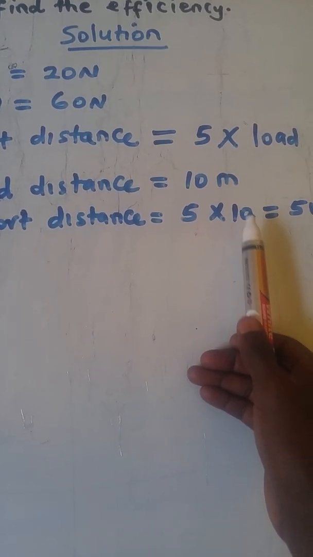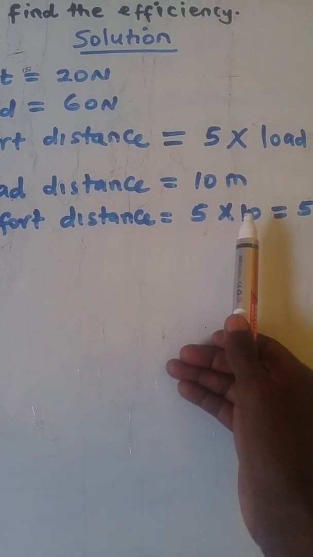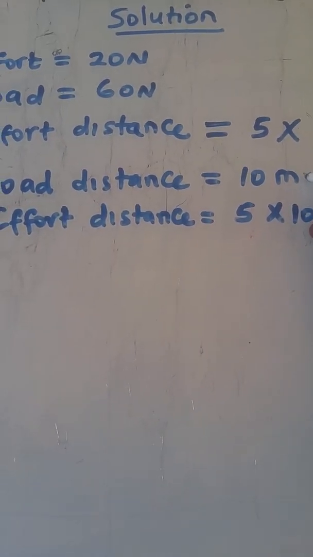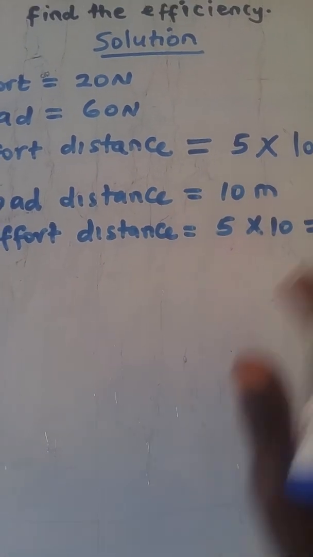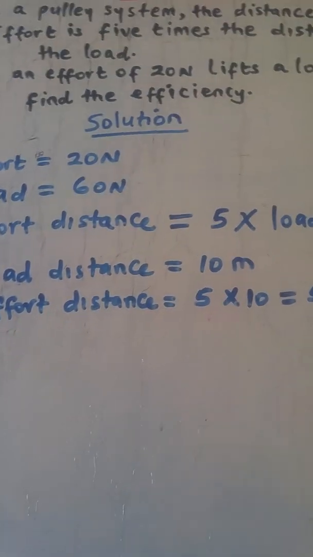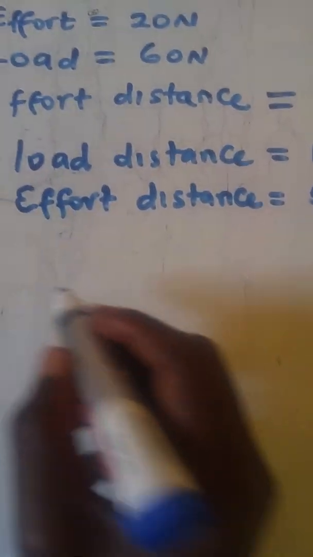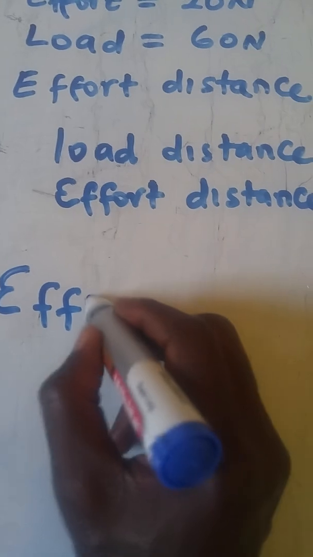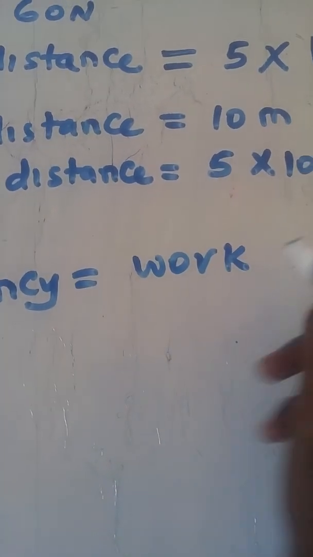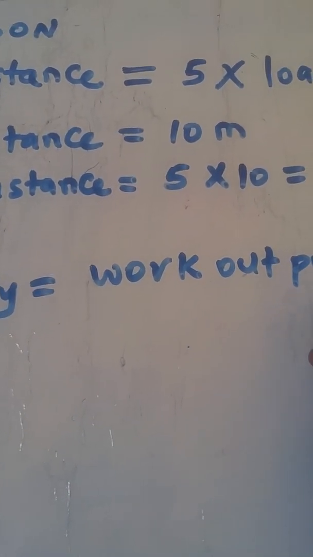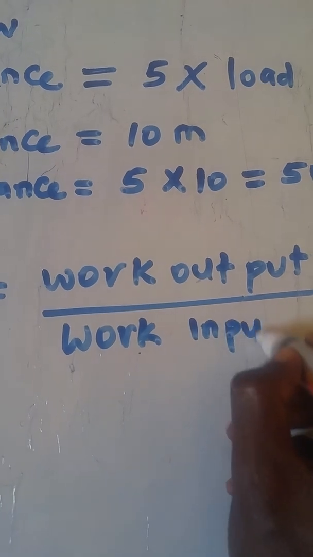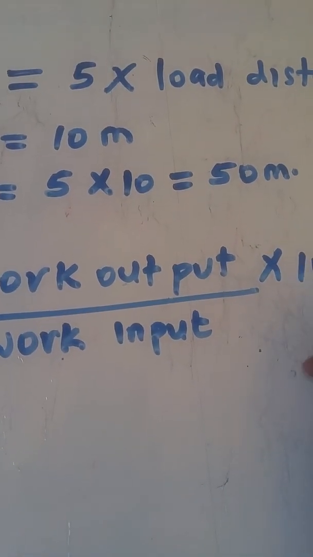Is that okay? And whatever you will assume, as long as you have calculated well, the answers will be correct. Now, we have assumed the load distance to be 10 meters. So the effort distance will be 5 times 10, which will be 50 meters. Now, remember, the examiner wants us to calculate the efficiency. So we can say efficiency equals work output divided by work input, multiply by 100%.